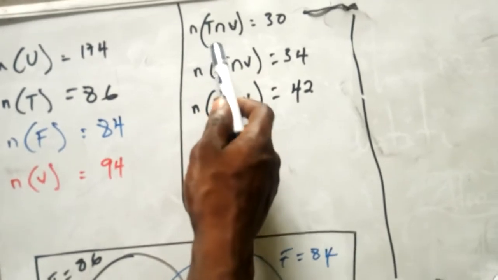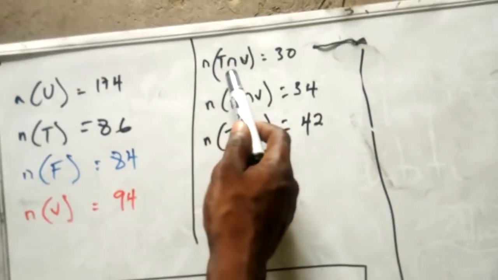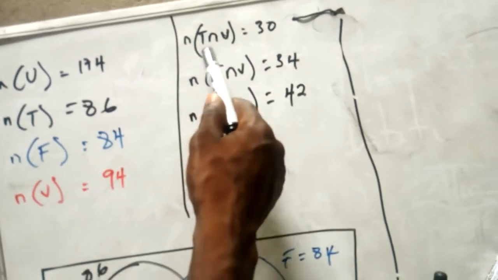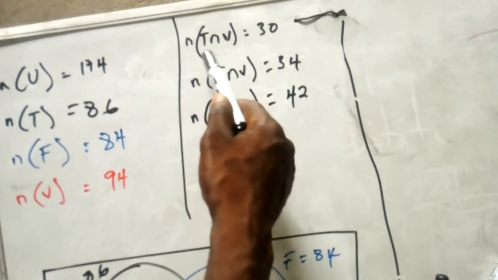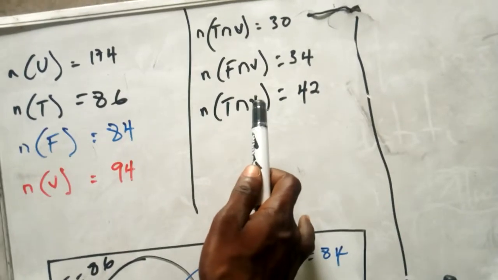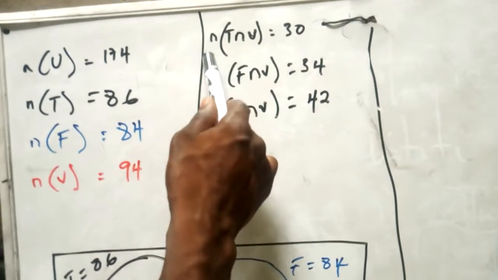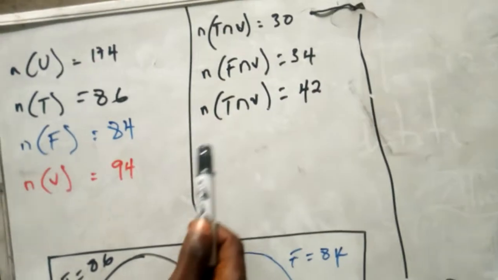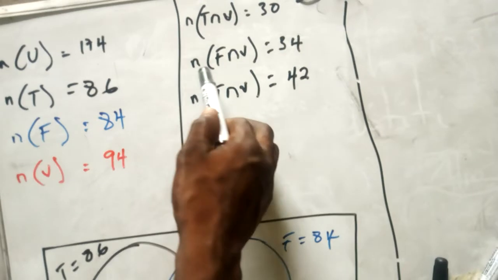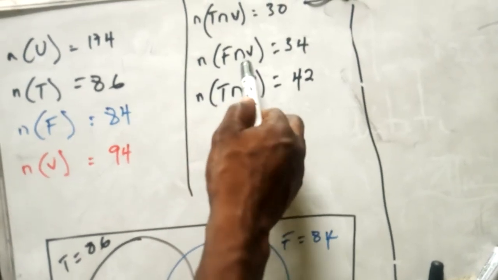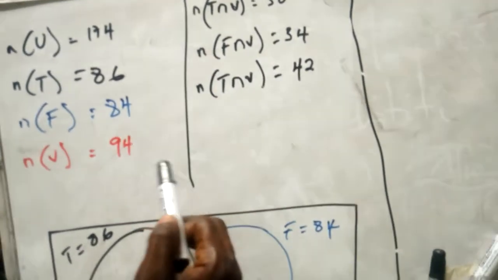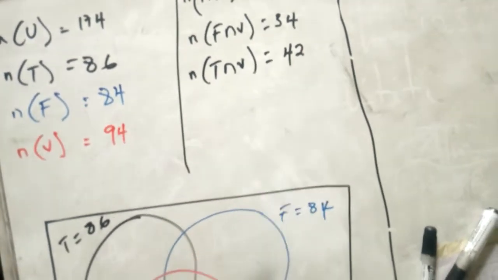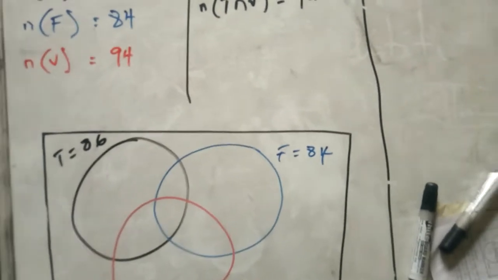Then here we have the number of students who play table tennis and at the same time also play volleyball. Don't worry if you cannot write this mathematical expression, you can write it in English, then you'll be free. So the number of students who play table tennis and volleyball is 30. Then the number who play football and volleyball is 34. Then the number who play table tennis and volleyball is 42. That is it.